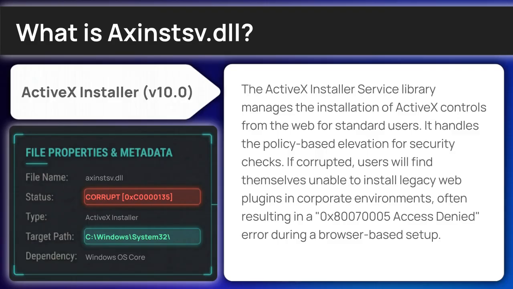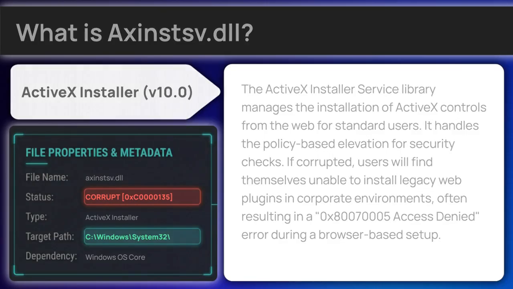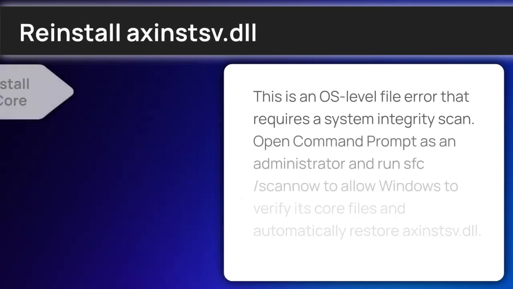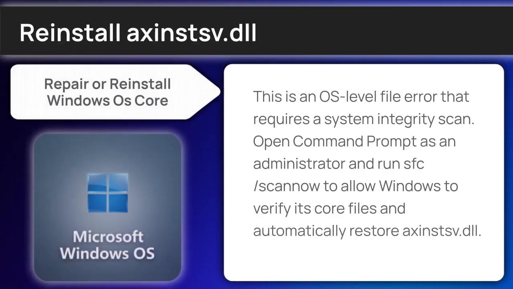Now let's apply the fix by reinstalling the shared system library. This is an OS-level file error that requires a system integrity scan. Open Command Prompt as an administrator and run sfc /scannow to allow Windows to verify its core files and automatically restore ActiveX Installer Service DLL.